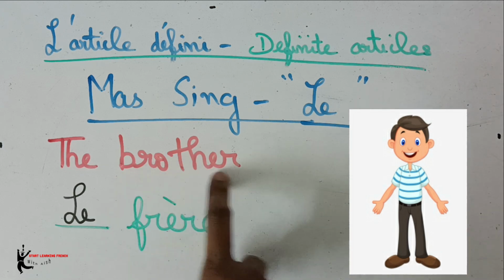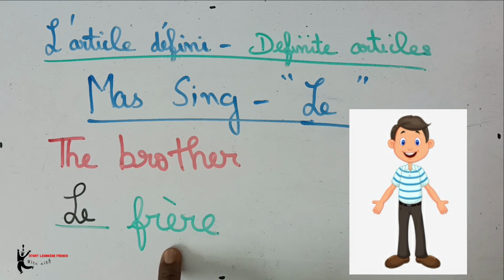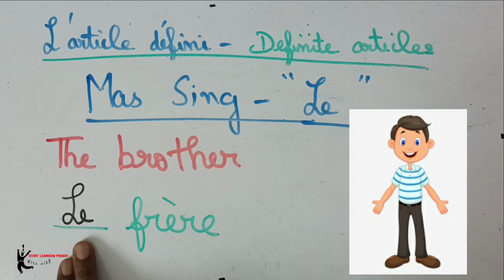First, you have to find out whether the word is singular or plural. After that you have to see what gender it is, whether it's masculine or feminine, or whether it starts with a vowel. After that you have to use the definite article. Clear?